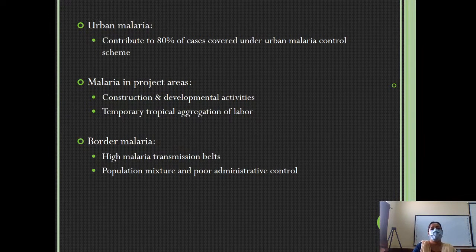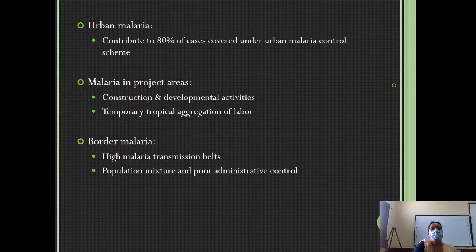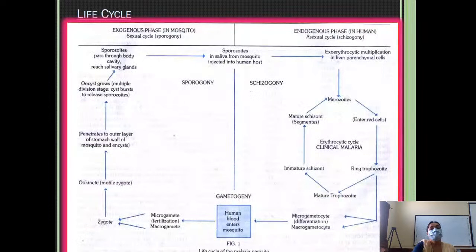Typically, for malaria, a special variant, border malaria, this term was coined to reflect the high burden of disease in the border areas. So you have seen 5 names: tribal malaria, rural malaria, urban malaria, project malaria, and border malaria. These are the 5 epidemiological variants that have been present in India from time to time.